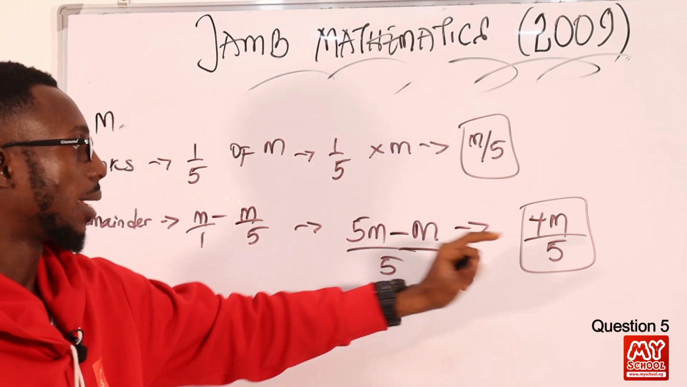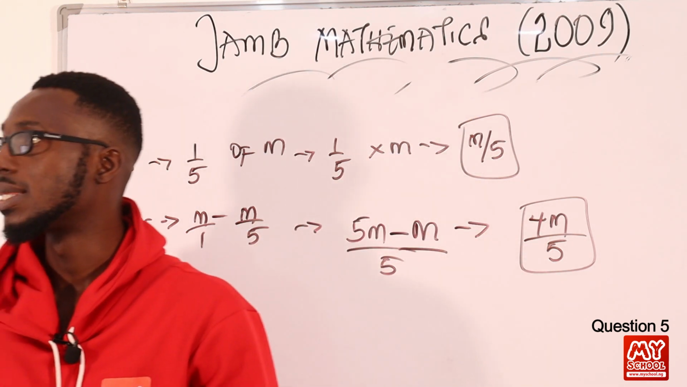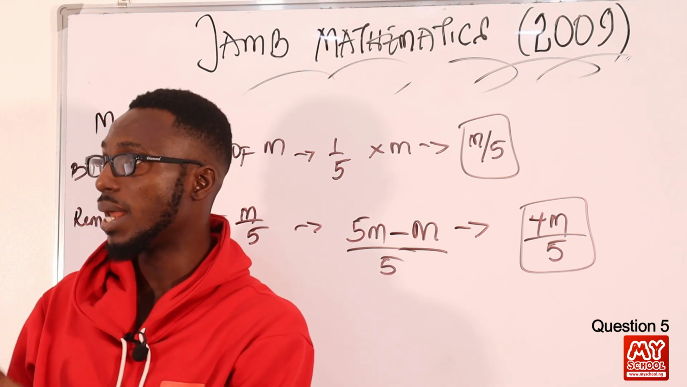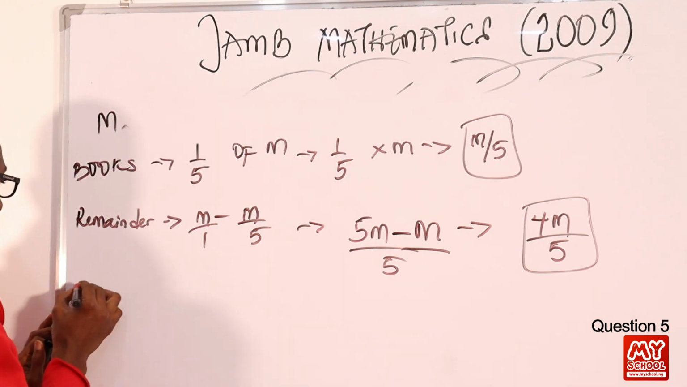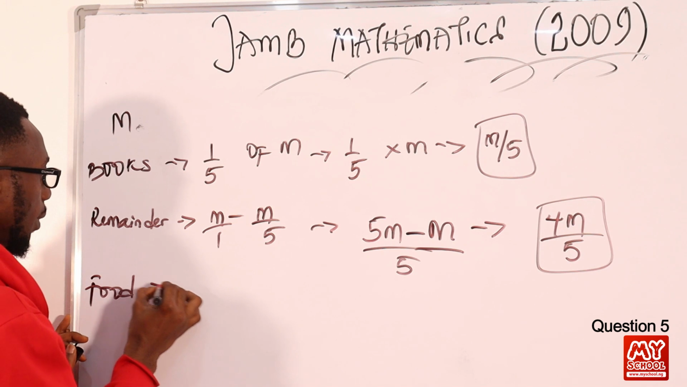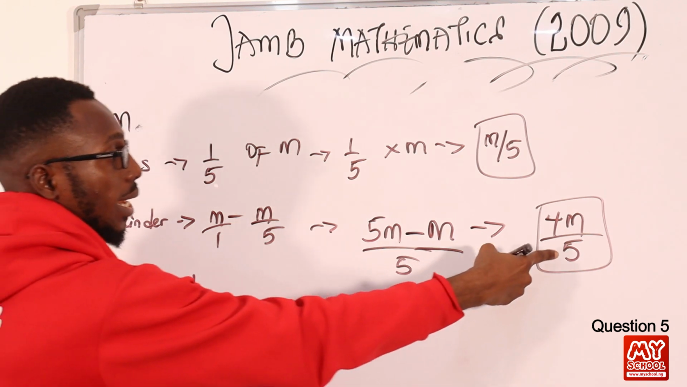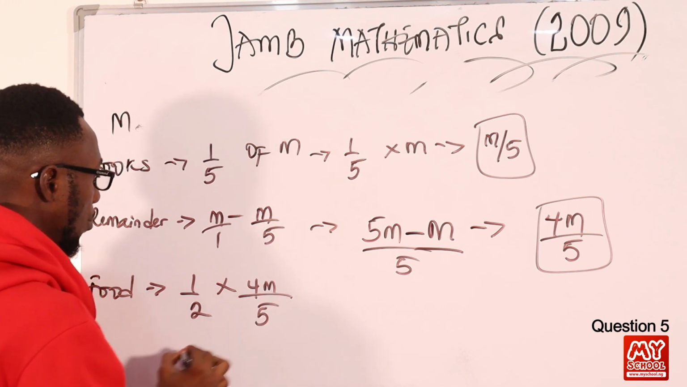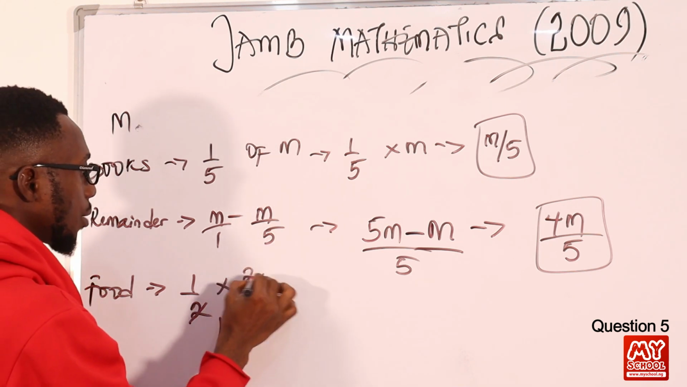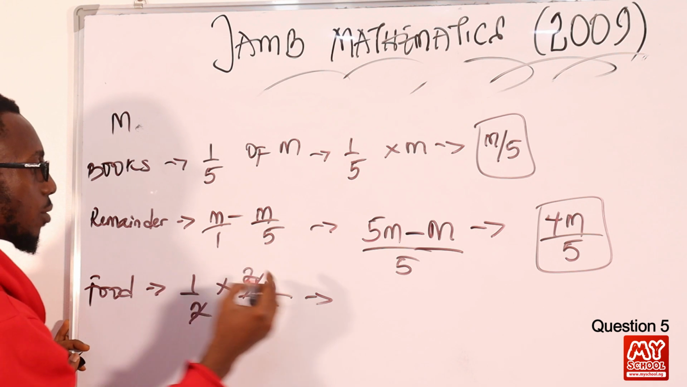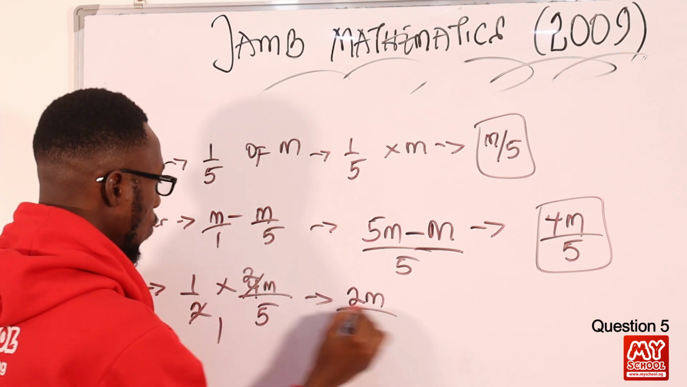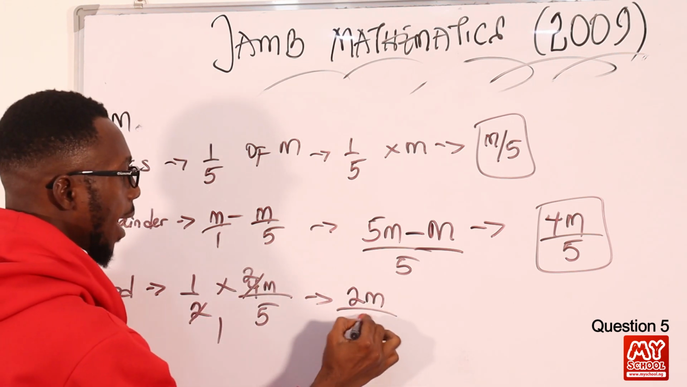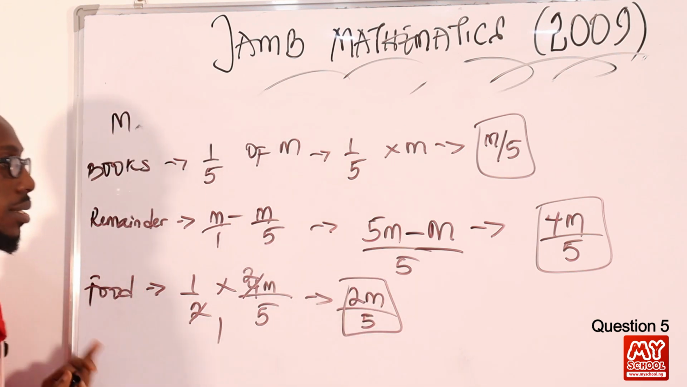So you can see this, the remainder. All right, so we are now told that 1/2 of the remainder is spent on food. So the food, 1/2 of the remainder. This is the remainder here. Right, so I have 2 here, 1, 2 here, 2. So basically 2M times 1, I have 2M over 1 times 5, I have 5. So you can see what we have.